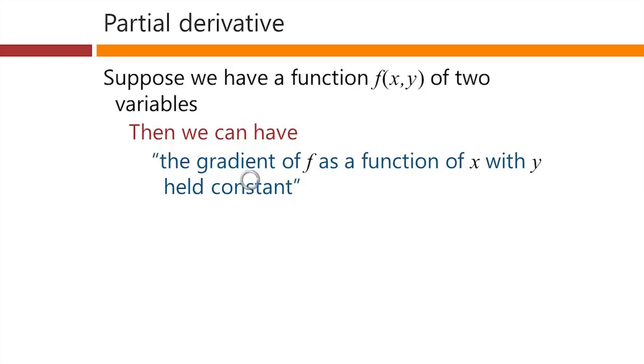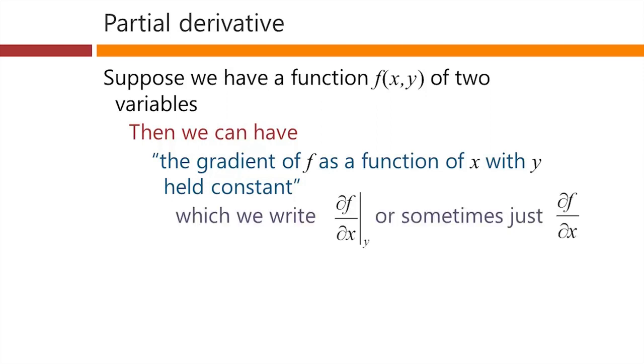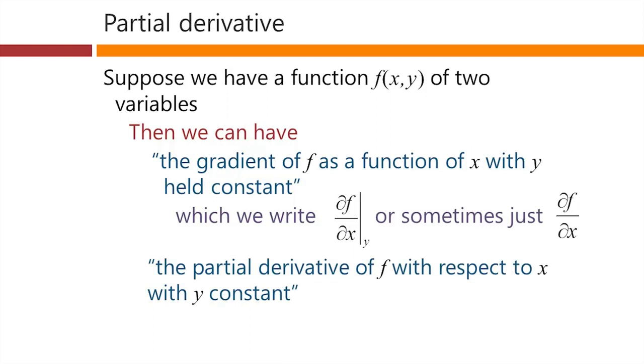So that would be the gradient of the hill as a function of where we are along the east-west axis towards the east, without changing our position on the north-south axis. And we can write this gradient using the following notations here. This is the most complete notation. And we would say, for this notation, the partial derivative of f with respect to x with y held constant.